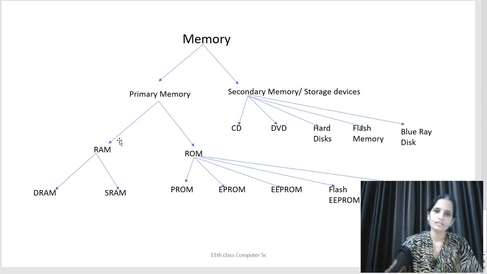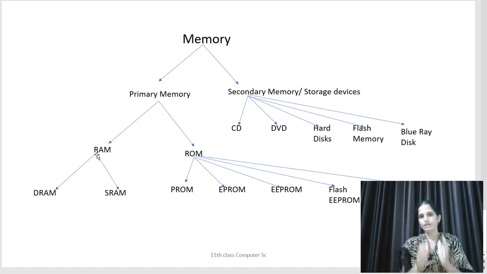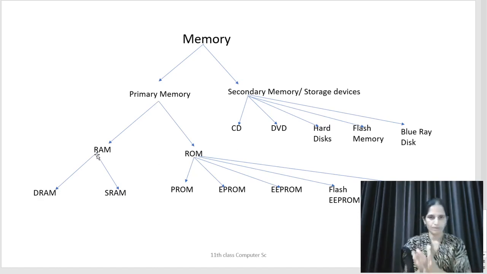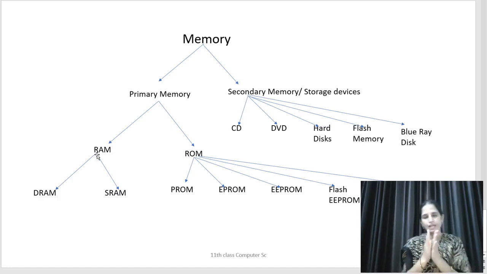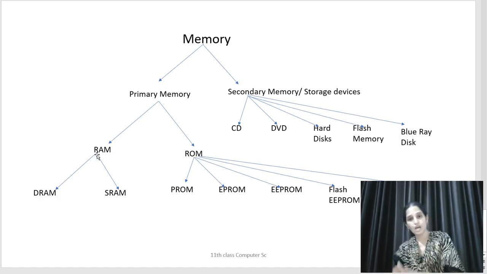Now, what do you mean by RAM and what do you mean by ROM? RAM means random access memory. We can also say that RAM is volatile memory, meaning temporary memory. RAM is read and write memory. Your data is first stored in RAM. It is very fast, and it is also very expensive as compared to ROM.